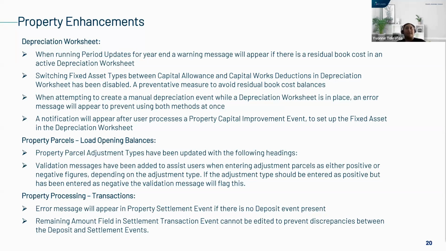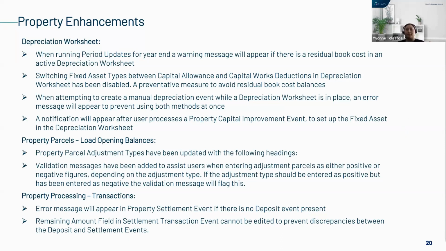So when you try to edit, you won't be able to. And finally, if you have a residual book cost at all, when you're running your period update, you'll be met with a warning message to let you know to review and perhaps fix that up before you close your financial year and finish up your activities for wrapping up. So all of these have been implemented to help with processing your property correctly at the start, and just to avoid, later on, having to get some workarounds when you're closing your years because you've got something carried on.